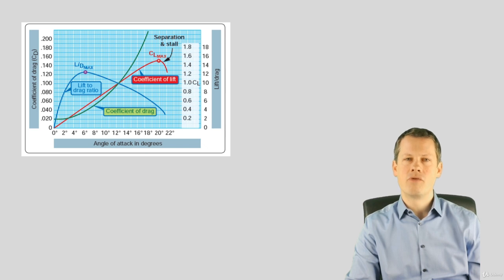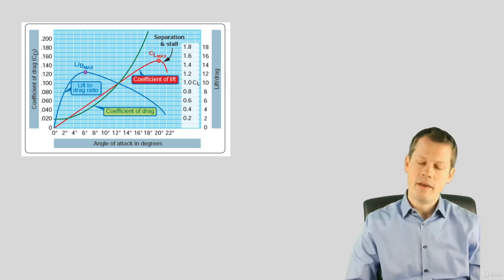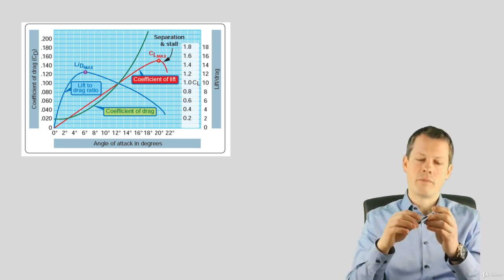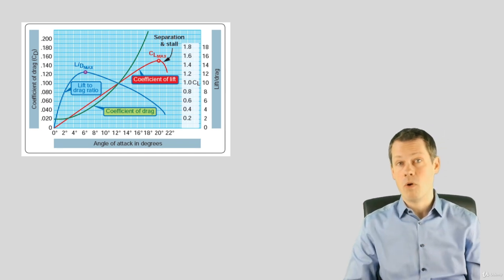So you can see the increase in lift with increasing angle of attack, but then at the point of CL max, the curve of the lift coefficient drops rapidly, and that's when the stall happens. This is when the airflow over the wing has separated and it's not producing lift anymore.